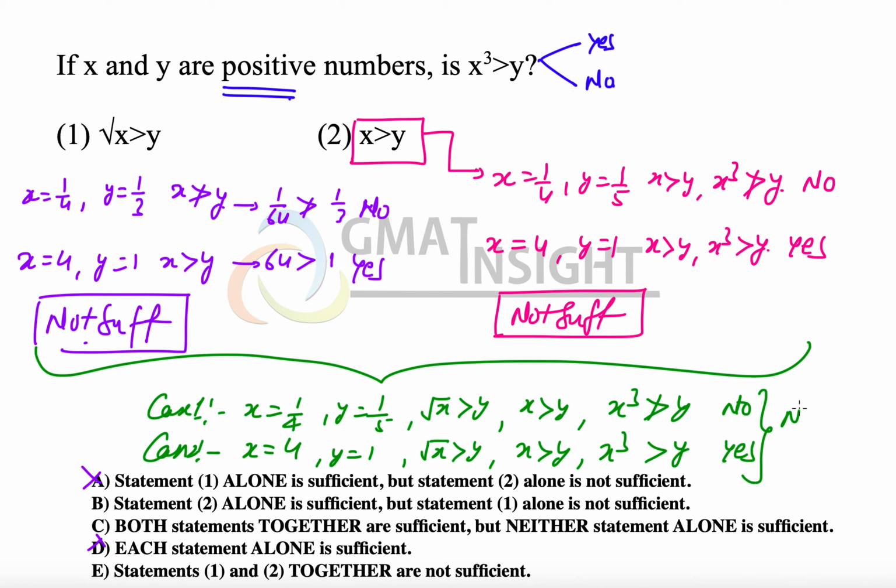Still inconsistent, that means even after combining the two statements, the information is not sufficient, and hence the answer to the question becomes option E.